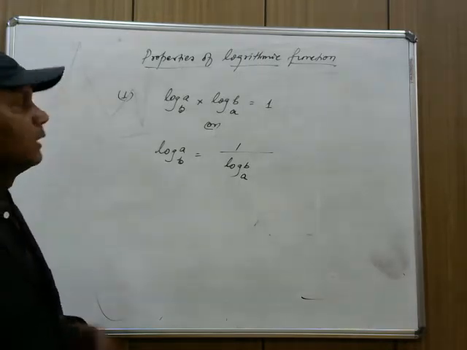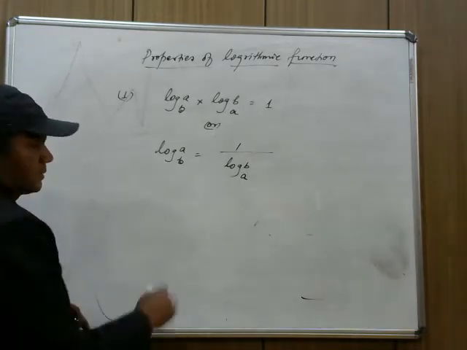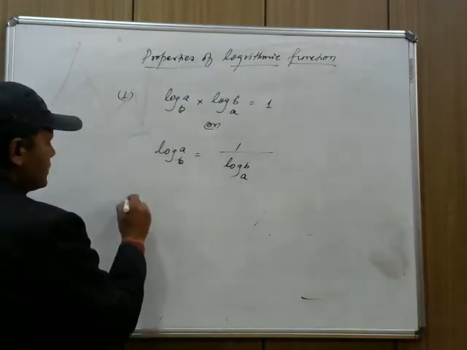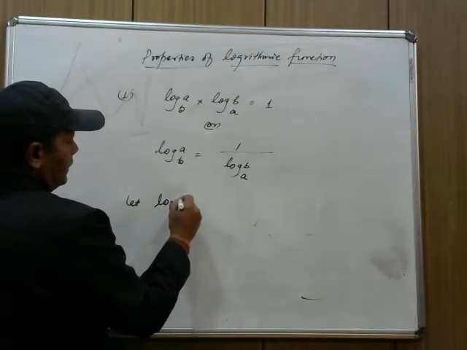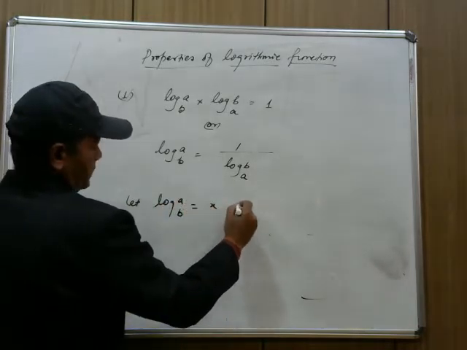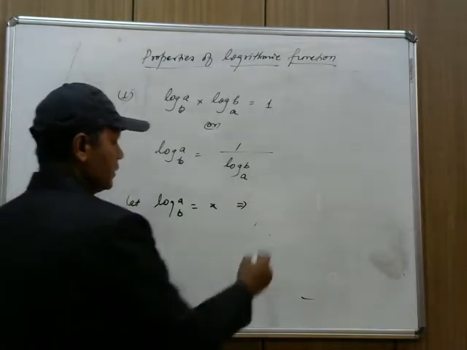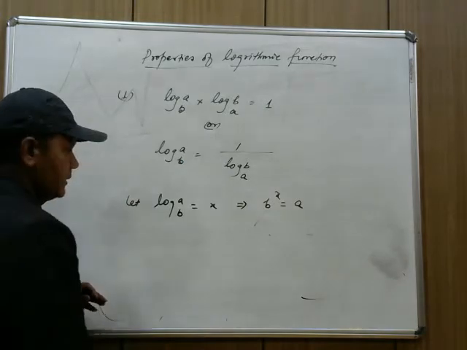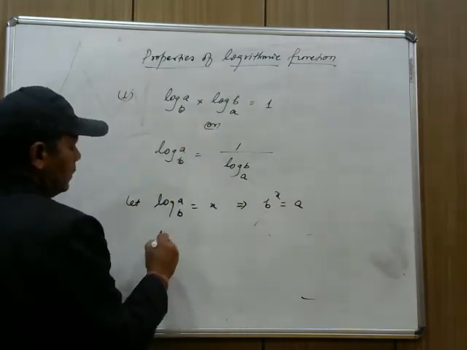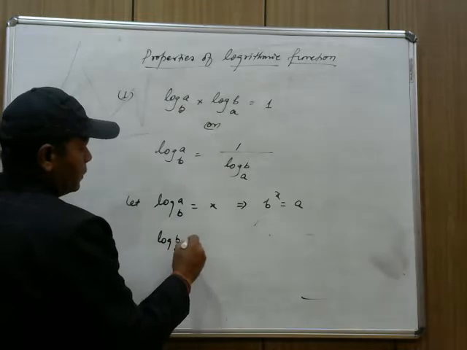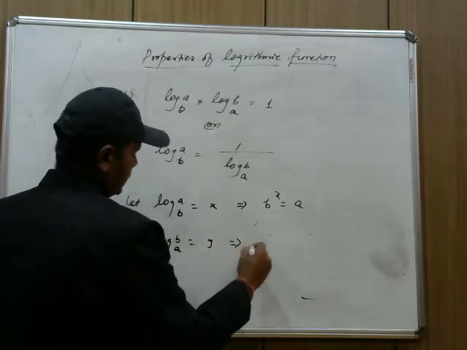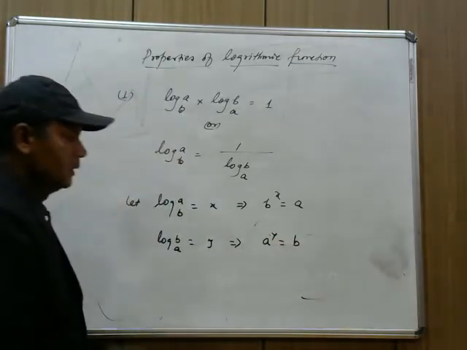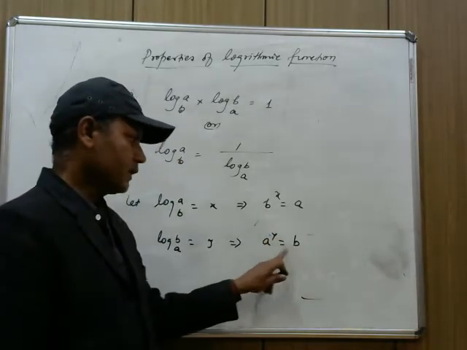Do you agree or not? Let us see. I'll show you how you can find out the proof of this one. Let log of a to the base b is equal to x. It implies that b to the power x is equal to a, right? And let log of b to the base a is equal to y. It implies that a to the power y is equal to b.